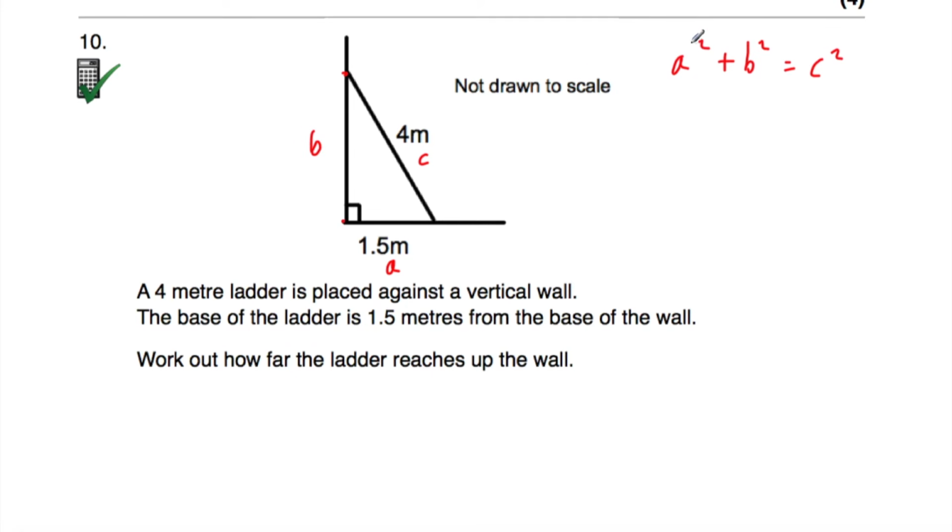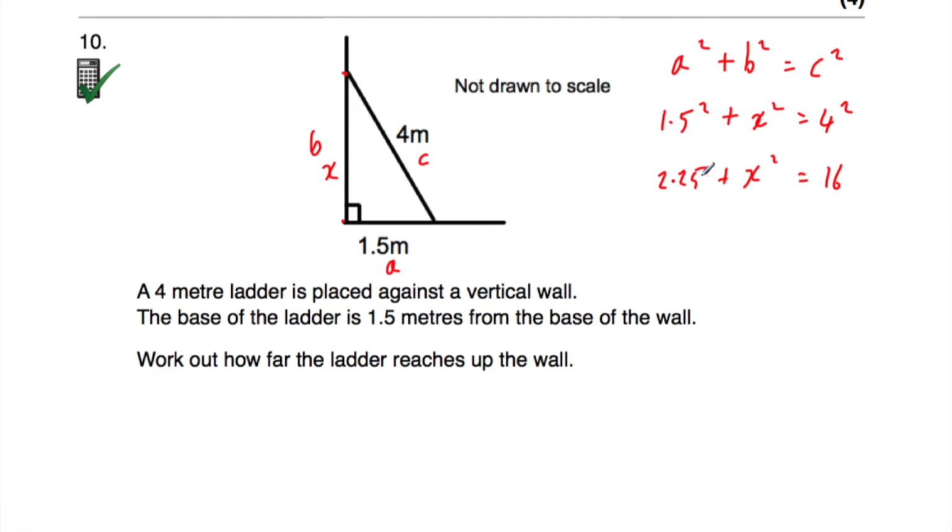And if we substitute our values, instead of a squared, we've got 1.5 squared. I'm just going to call this x for the moment, the height up the wall that the ladder reaches. So plus, and then instead of b squared, I'm going to write x squared is equal to c squared, and that's going to be 4 squared. Now, this is a calculator question, so we can do 1.5 squared on our calculator, and that's 2.25. Plus x squared, and that's equal to 4 squared, which is 16. So we've got 2.25 plus x squared is equal to 16.